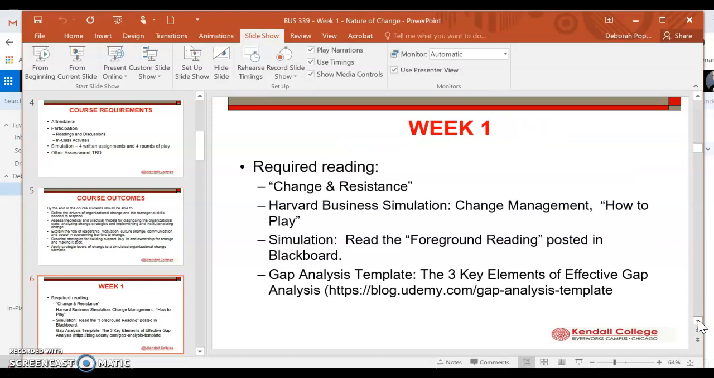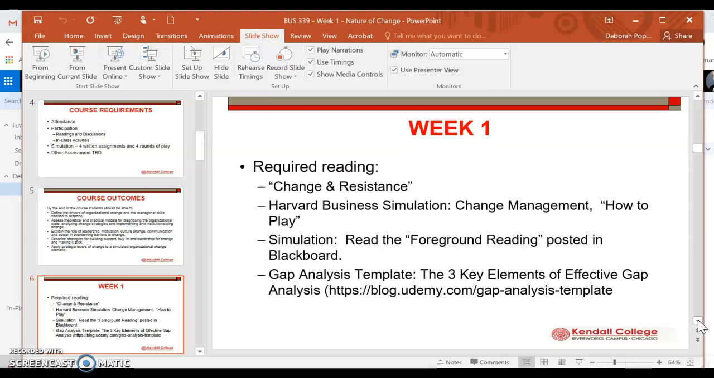In week one, you have some readings to do. First, there's a reading called Change and Resistance that you'll be responding to on the discussion board. There is some background work that you should do to understand the simulation. There's a how to play and foreground reading. They're both posted in D2L in the week one folder, and they're also available from the simulation website. So once you sign up, you can access those documents there.